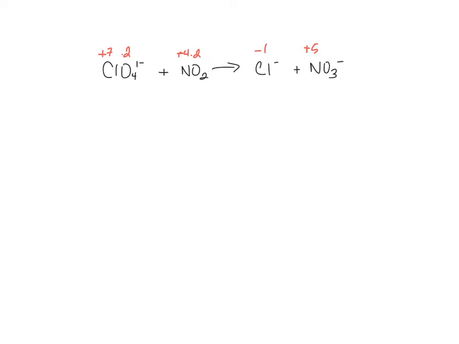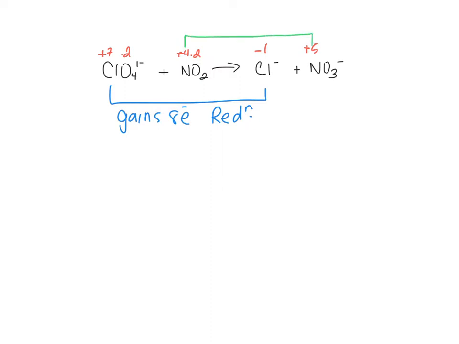So chlorine, perchlorate, gains 8 electrons. So gain is GR, reduction. And that must mean that nitrogen is losing, so it's oxidation.